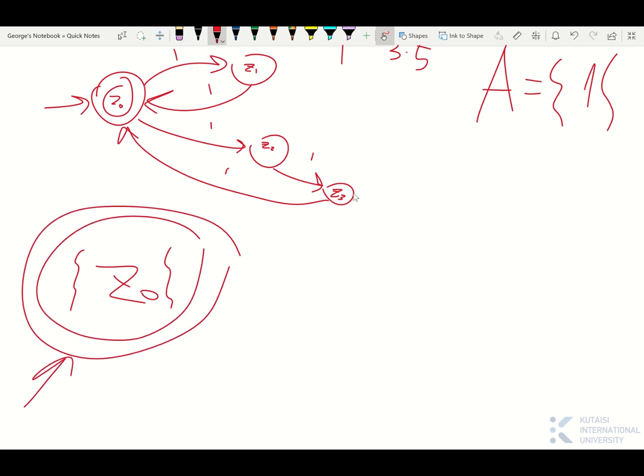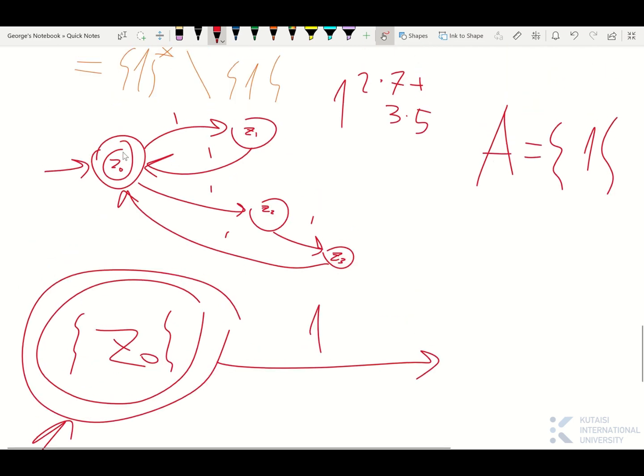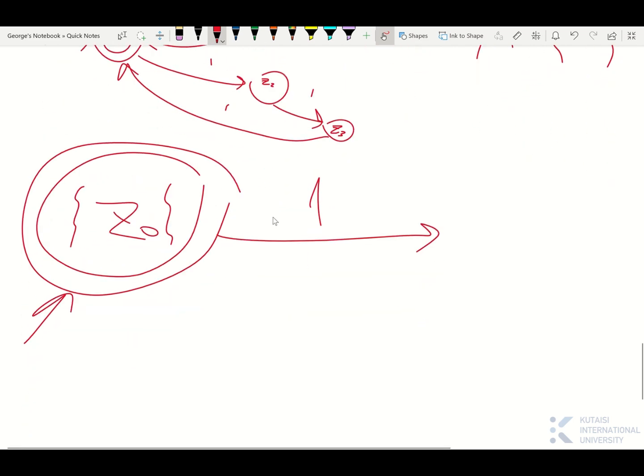Now I'm building a DFA, and I will take the same alphabet. Now the 1 is coming in. Where am I supposed to go? I'm reading it here, so either I go to Z1 or Z2. What I'm going to do is create a state here, which I will call Z1, Z2. See what I did?